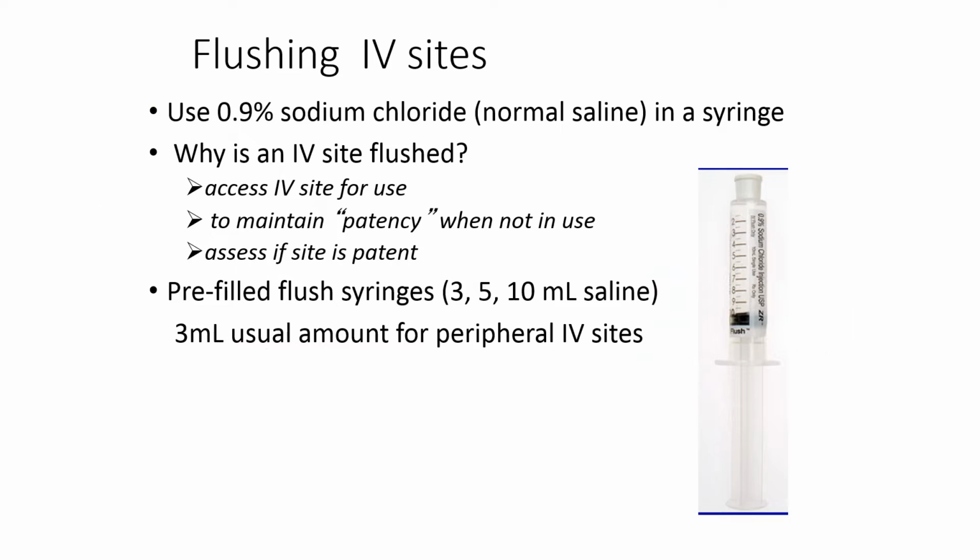Flushing the IV site is done with 0.9% sodium chloride or normal saline. This comes in a pre-filled syringe. So why is it that we flush this IV site? Again, we want to assess the IV site for use. We want to make sure we maintain patency when not in use. And we want to assess if this site is patent.